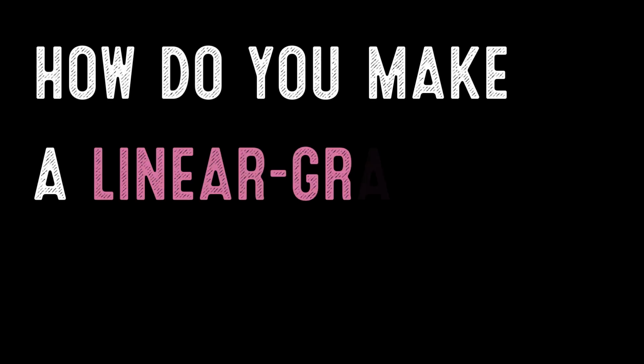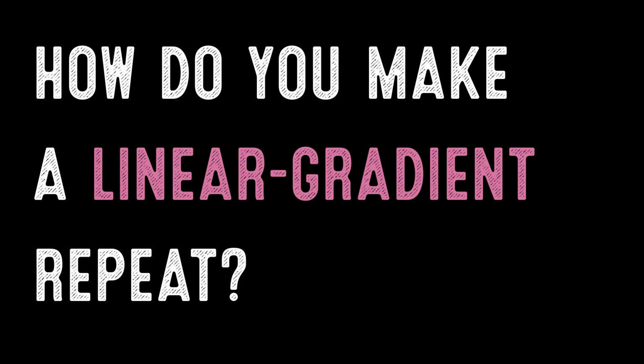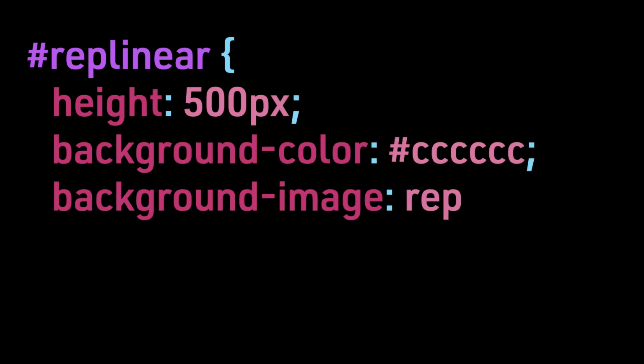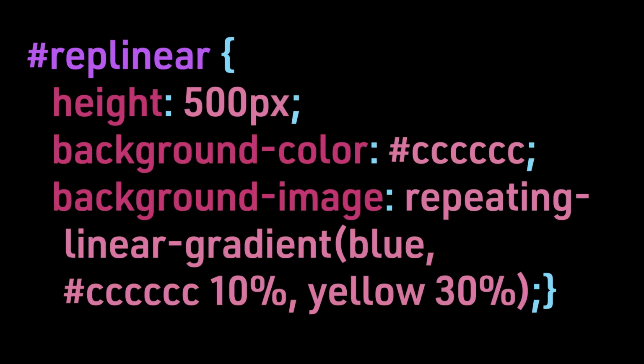How do you make a linear gradient repeat? Next, we will repeat the linear gradient. In this case, we still have three colors, and we will explain the use of percentages. The percentages indicate how you want to transition between the colors.